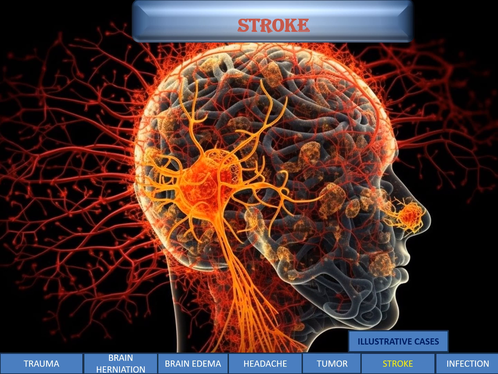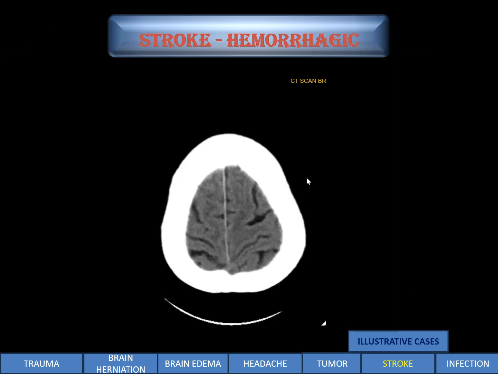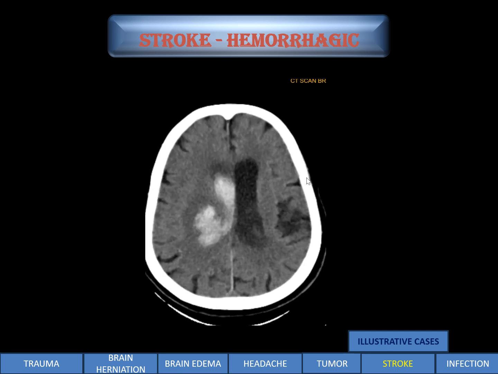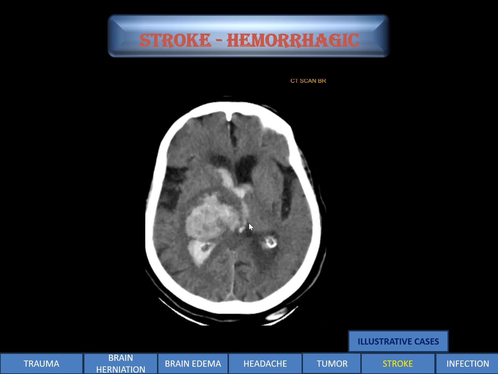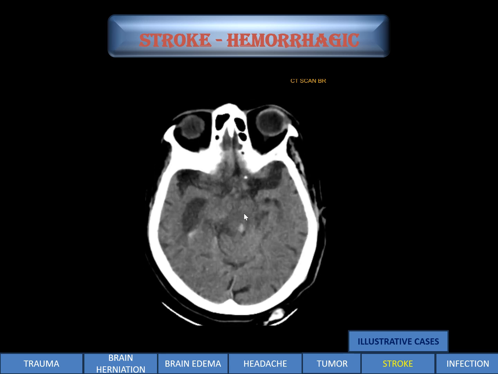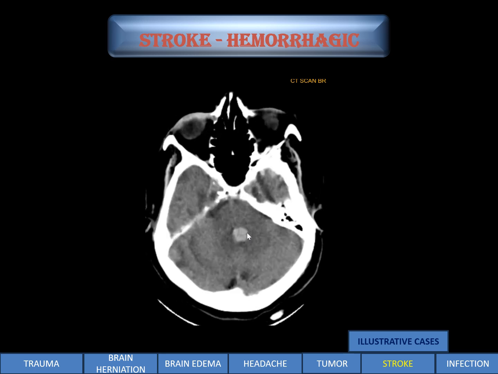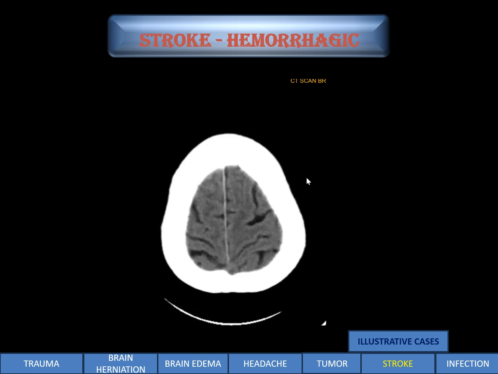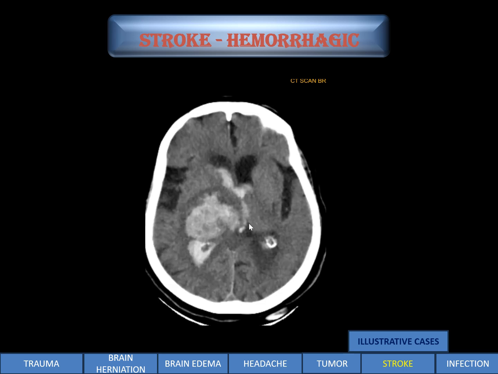Coming to stroke. Stroke is something which we routinely do in our day-to-day practice. This is something that we commonly see actually. So again, let us scroll this. The important reason why we do stroke imaging is to rule out hemorrhage. Here we are able to see a large parenchymal hematoma with intraventricular extension. So this shows that this patient is having a hemorrhage, so we shouldn't be thrombolysing this patient. So the role of NCCT brain is primarily to rule out a hemorrhagic stroke.